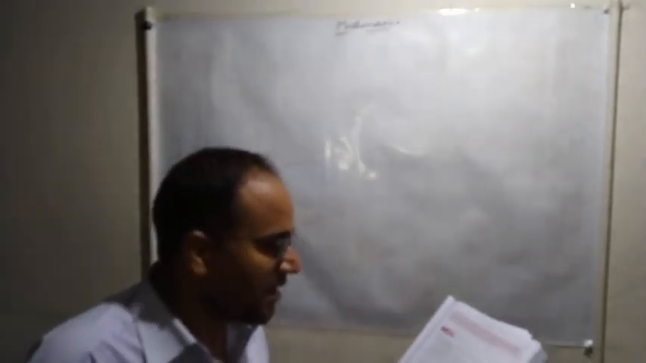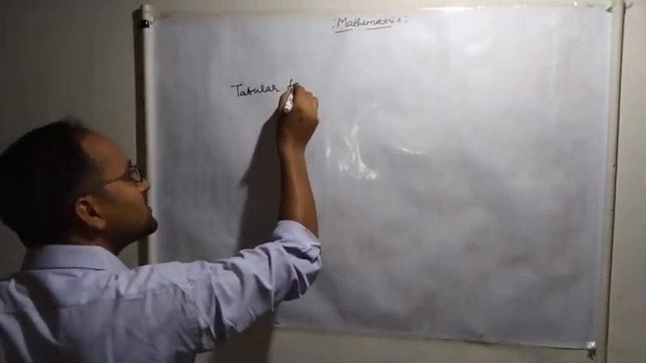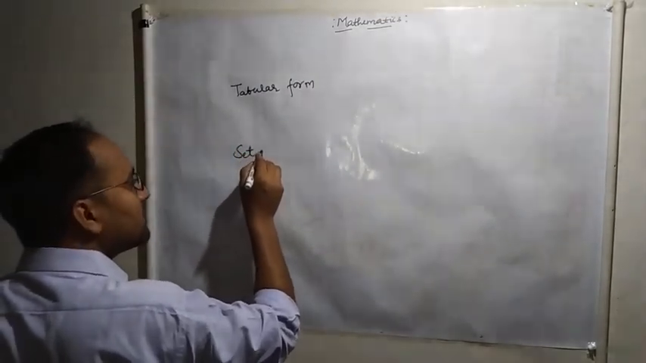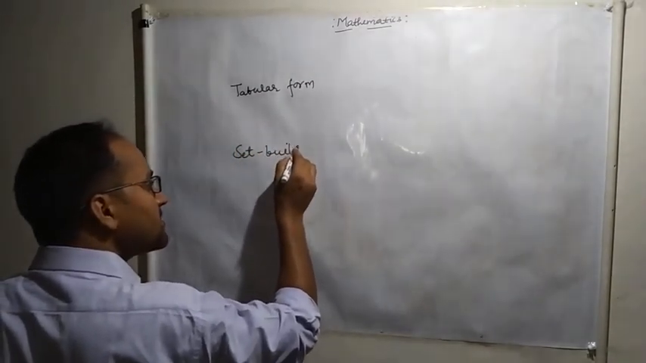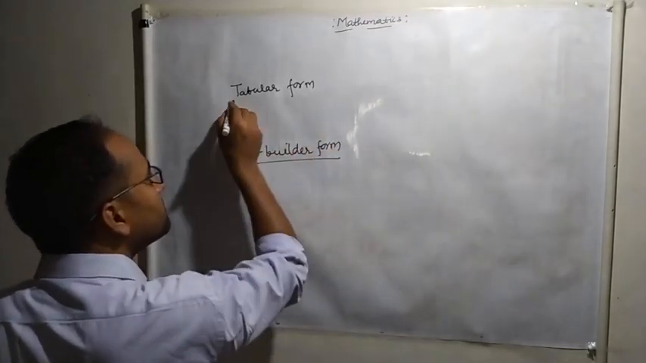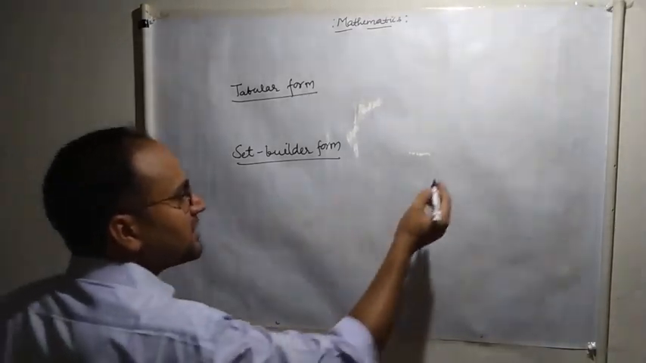So the first one is: write the following sets of numbers in set builder and tabular forms and represent them on a number line. So these two words are very important, students: tabular form and set builder form. This belongs to the chapter Sets.